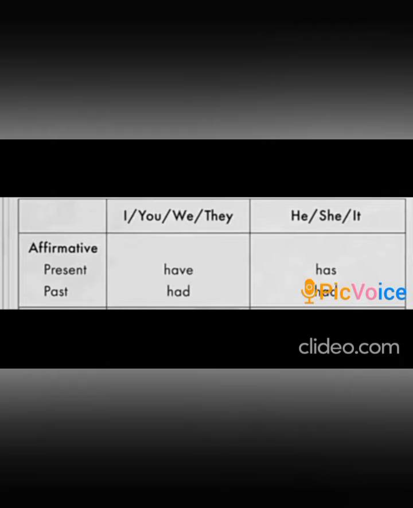For example, I will say some examples. I have a pen. You have a pen. We have pens. They have pens. He has a pen. She has a pen. It has a pen. I hope you have understood. Like this, you have to know the usage of have, has and had. Then we will go for the third thing.